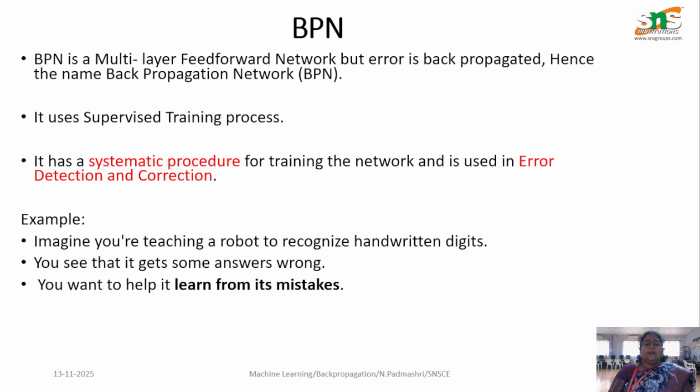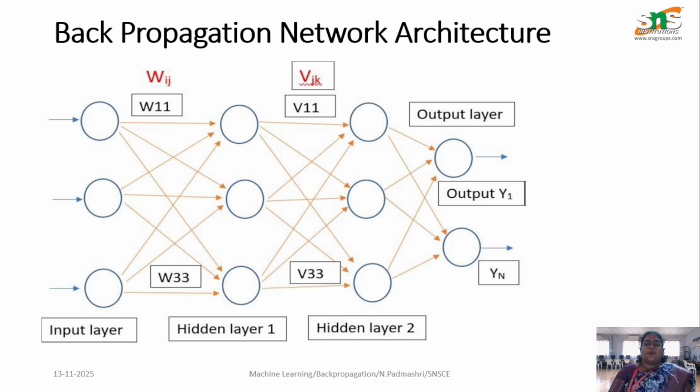For example, simply, I am going to teach a robot to recognize handwritten digits. Some digits we write, and we tell the robot to recognize them. Okay, sometimes it may predict wrong, we will get some wrong answer. So what we have to do is correct it, learn from the mistakes. We need to correct the algorithm, and again train the machine or the robot to predict correctly. That's what we are going to do in this backpropagation network.